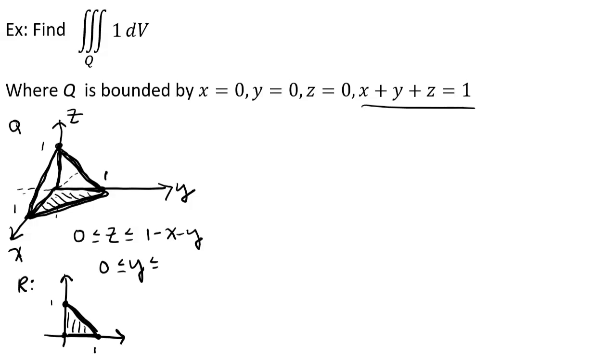For that inclined line, we have to find an equation for it. It's a regular line, with a y-intercept of 1 and a slope of -1. So it's just going to be 1 minus x. So y goes from 0 to 1 minus x. And then we can see that x goes from 0 to 1.